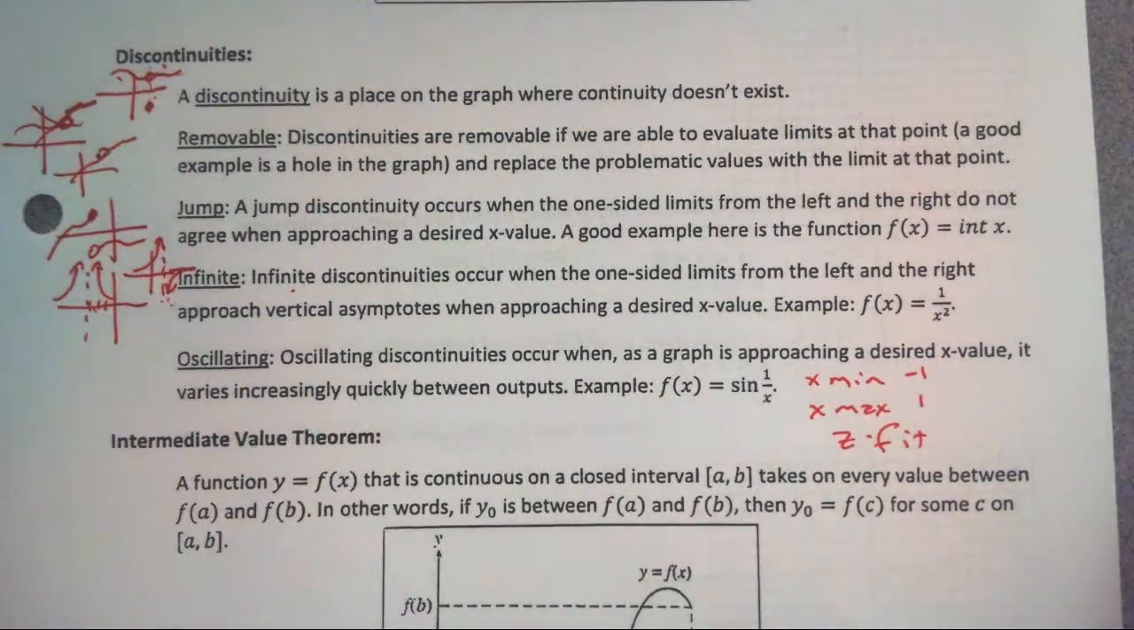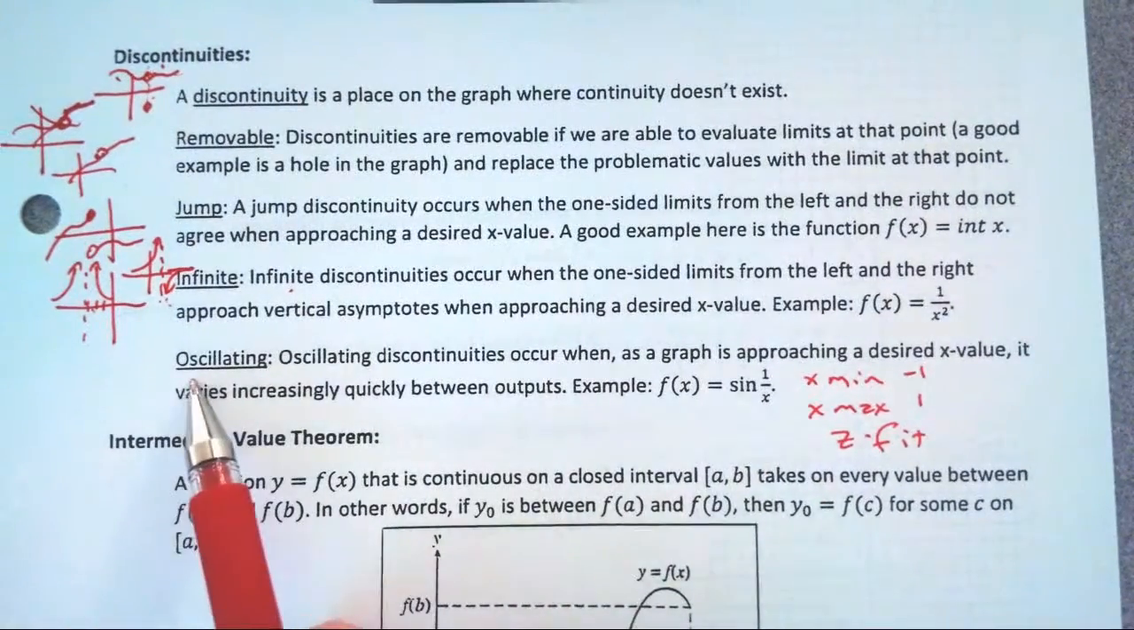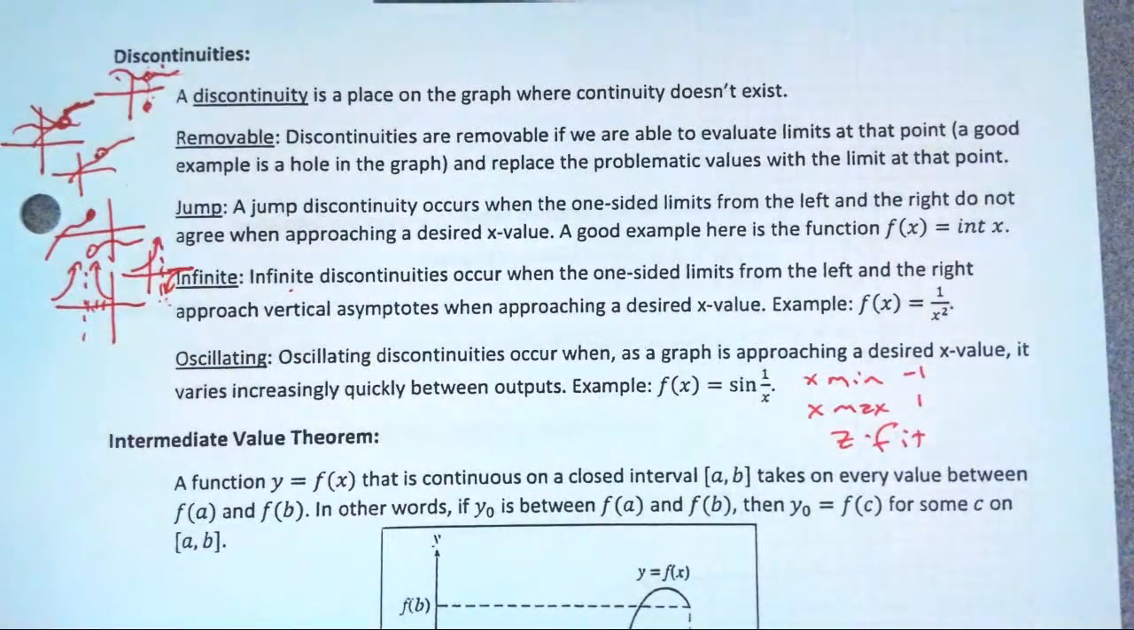What's happening as x approaches 0? Let's say x is 0.1, we're taking the sine of 10, and x is 0.0000001, we're taking the sine of 10,000,000. As we approach 0, we're just running through the periods faster and faster, until we're trying to fit infinity periods in, right? So this is called oscillating discontinuity.